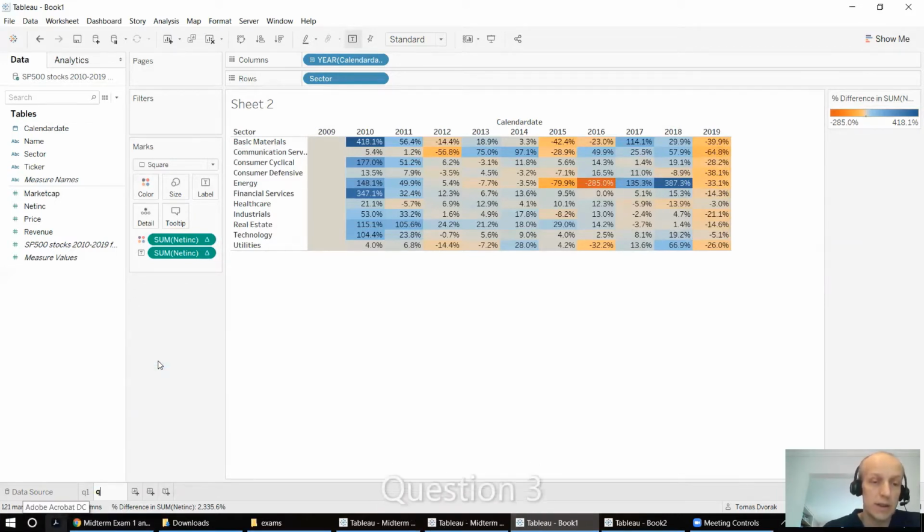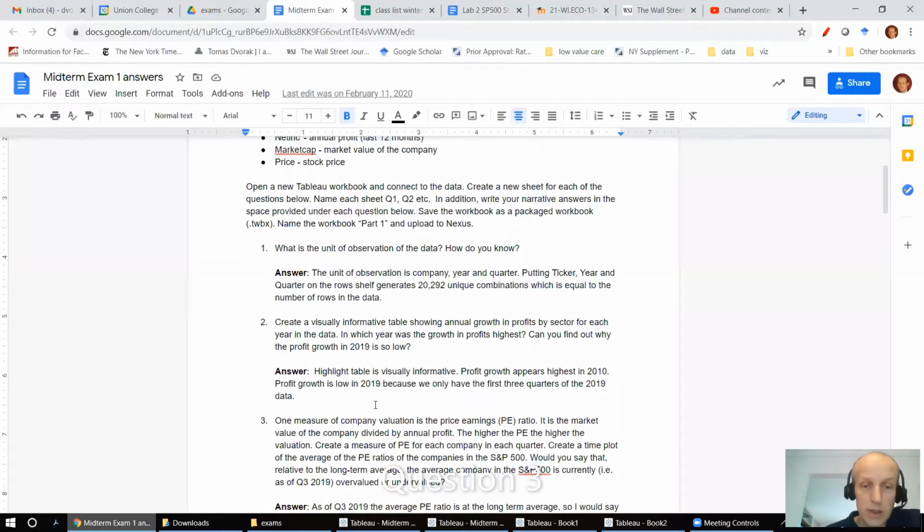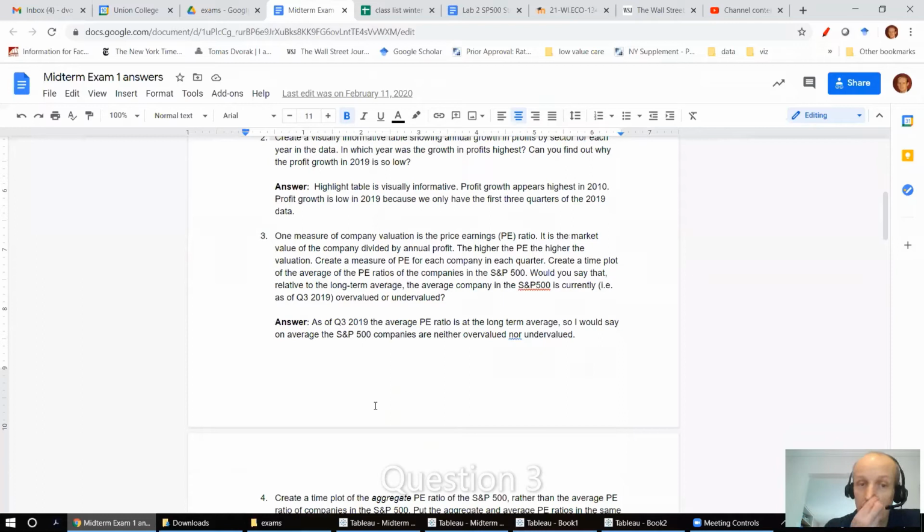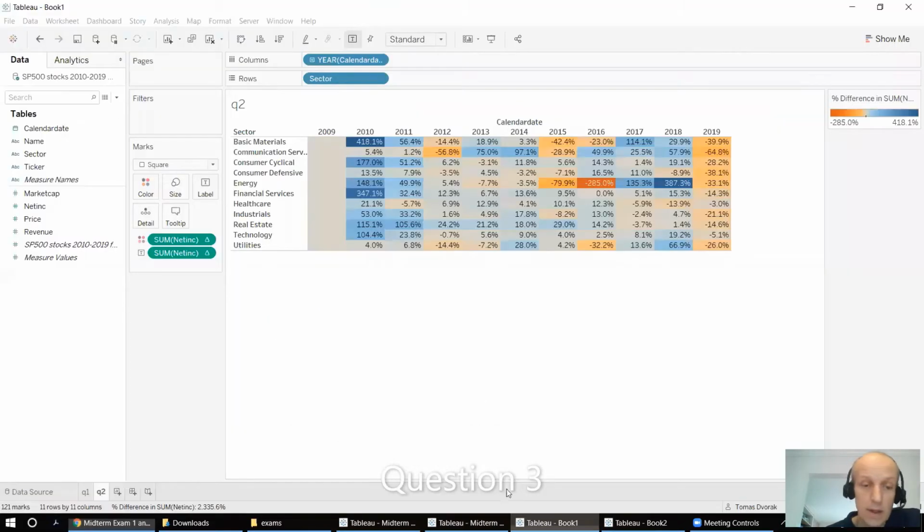What about the next question? The next question asks, what measure of company valuation is price earnings ratio? And we're supposed to calculate average PE ratio for all the companies in the S&P 500, creating a time plot, so over time. And so let's do that. Let's do that in the next sheet.